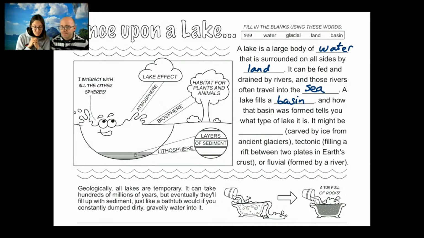And what type of basin it is, how it's formed, tells you what kind of lake it is. So if it's carved by a glacier, Math Dad, what do you think they call that lake? Given that there's only one clue left, I'm going to get this right. It's a glacial lake. Glacial lake. There are rift lakes. There are fluvial lakes formed by rivers eroding a softer piece of rock. There are all different types of lakes.